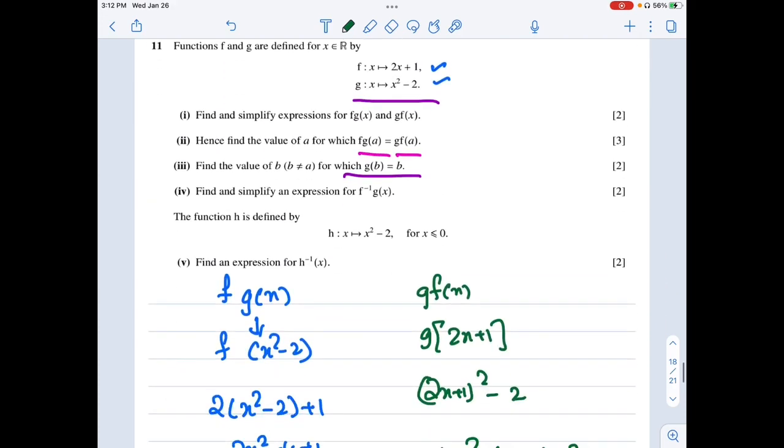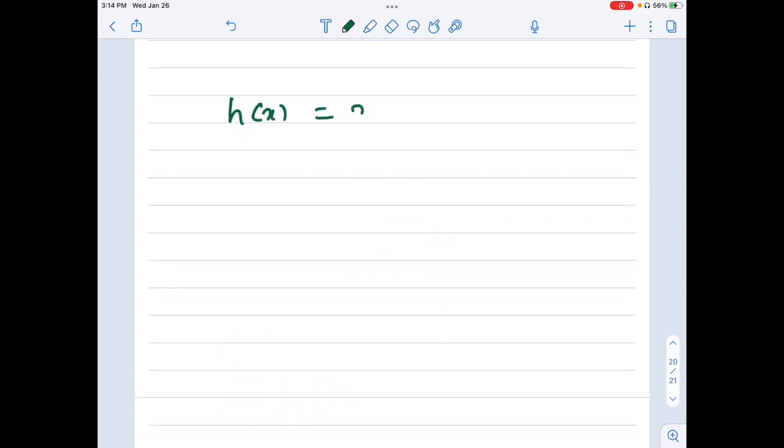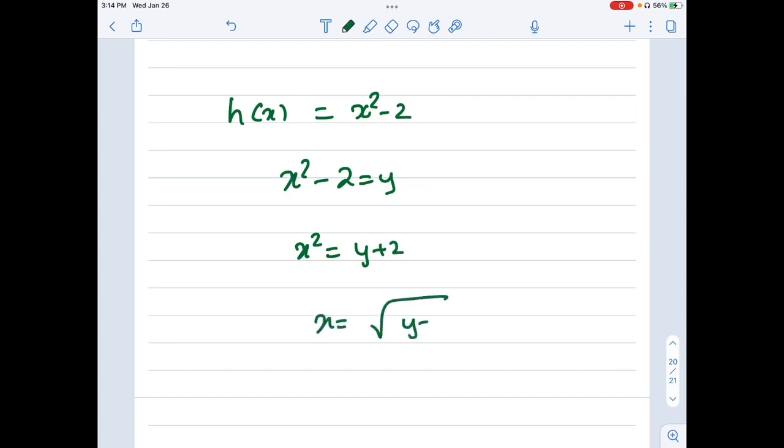Next, last part. The function h is defined, h of x is equal to x square minus 2 for all x less than or equal to 0. Find the expression of h inverse of x. H of x is equal to x square minus 2. So what am I going to do? X square minus 2 equal to y. X square is equal to y plus 2. X is equal to square root of y plus 2. So I get plus or minus.